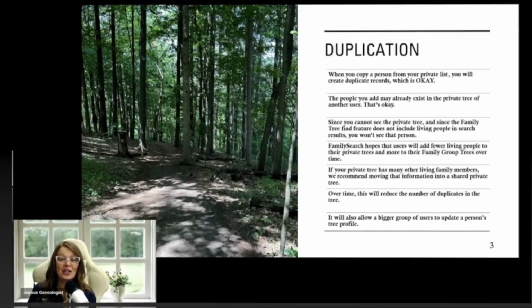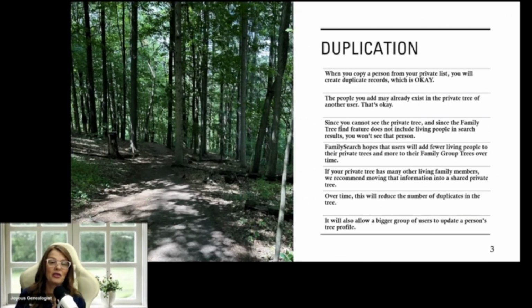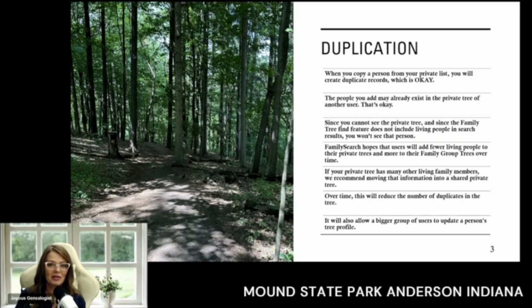So, duplication. Now you're probably wondering, gosh, if everybody adds duplicates of each other, there's going to be a lot. That's right, but it's okay though. People you add may already exist in the private tree of another user, so don't worry about that. Since you cannot see the private tree, and since the family tree Find feature does not include living people in search results, you won't see that person.